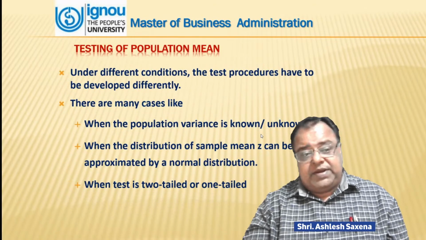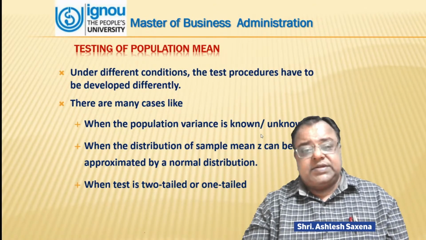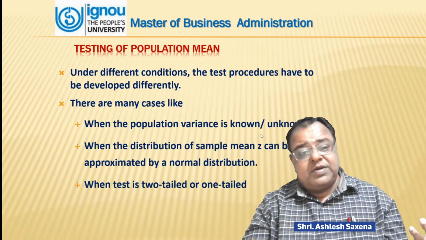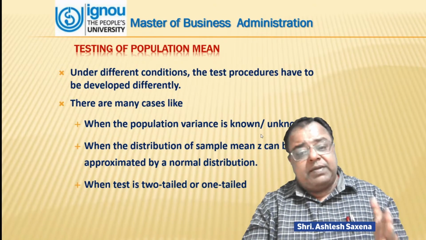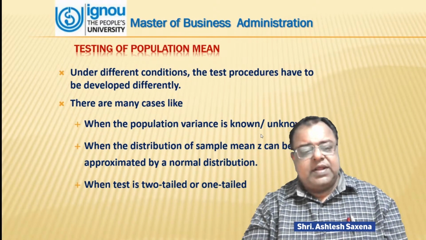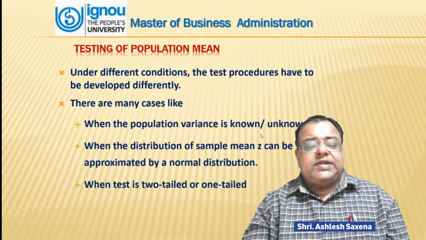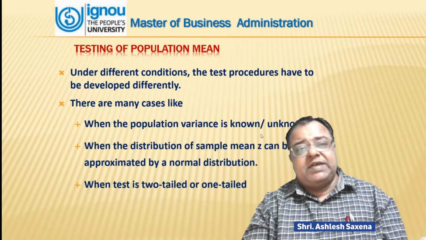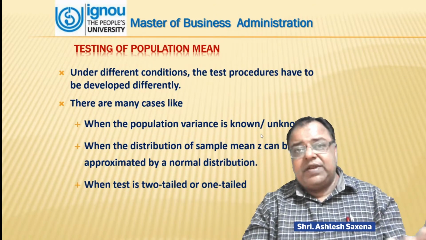Testing the population mean. Under different conditions, the test procedure has to be developed differently. There are many cases, like when the population variance is known or unknown, when the distribution of sample mean can be approximated by a normal distribution, and when the test is a two-tailed test or a one-tailed test. So depending upon the conditions given in the problem, we have to change our assumptions.